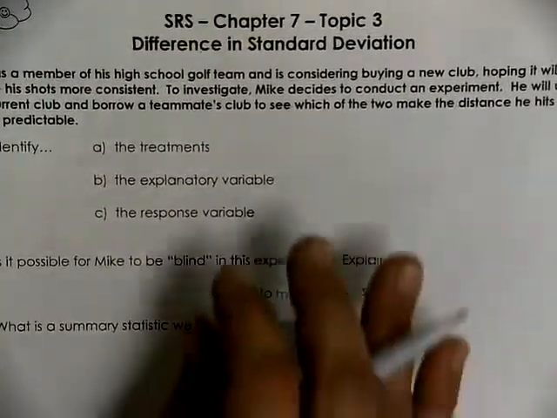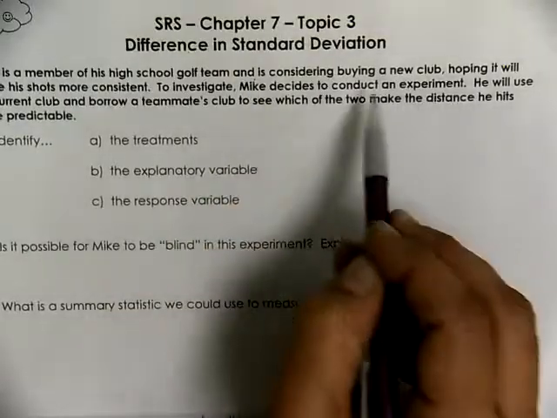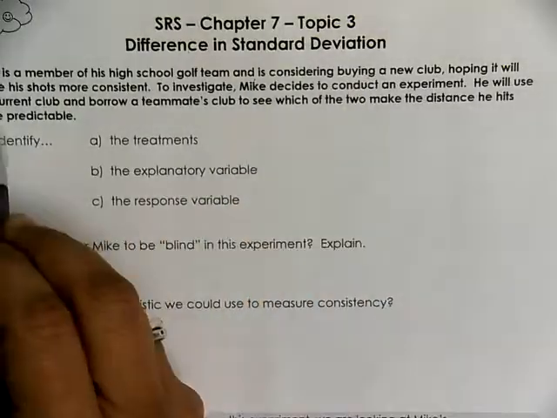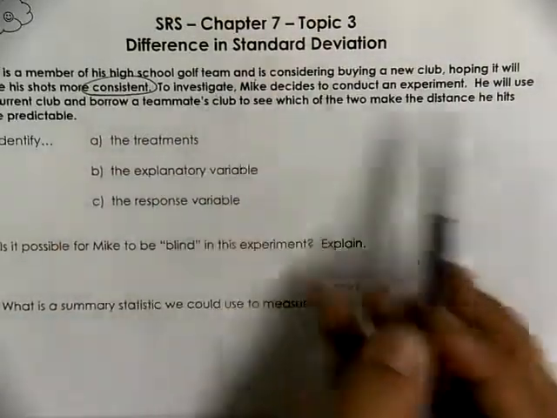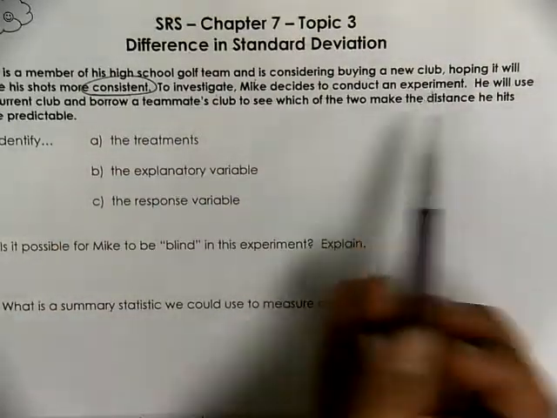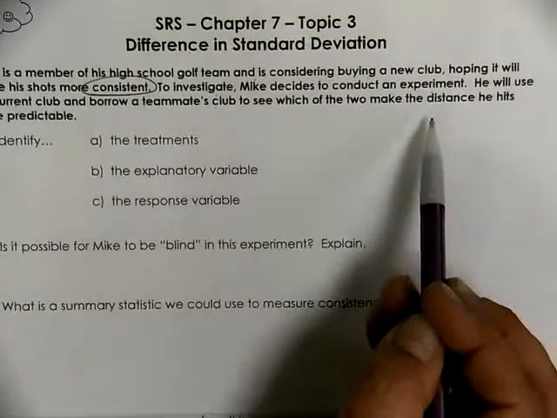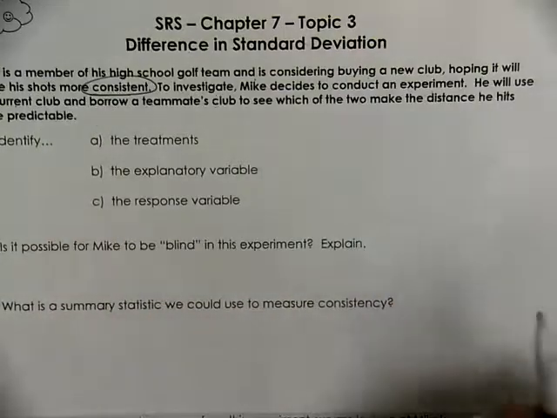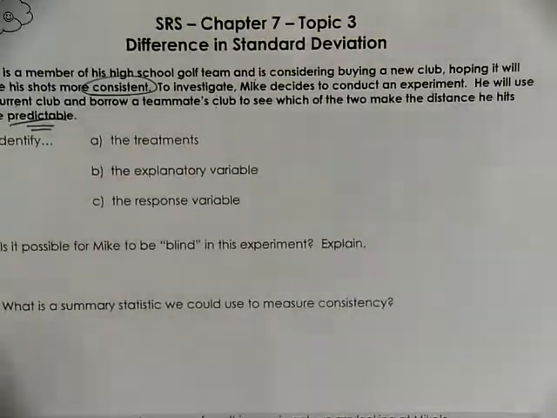Okay, so this says Mike is a member of his high school golf team. He's considering buying a new club, hoping it will make his shots more consistent. So to investigate, Mike decides to conduct an experiment. He will use his current club and borrow a teammate's club to see which of the two makes the distance he hits more predictable. So again, it's this idea of being predictable that is probably the most important.